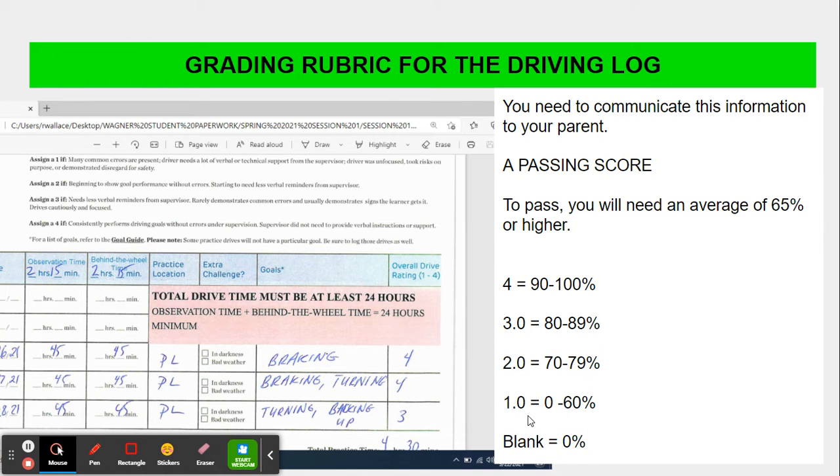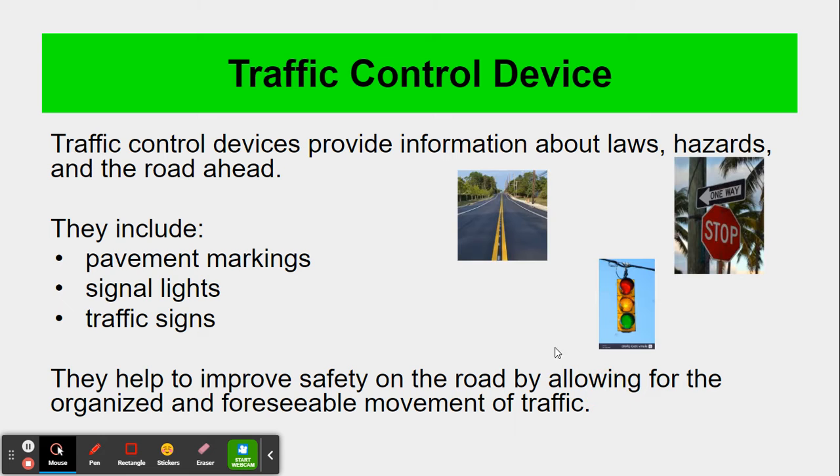So it is important that you review this with your folks. Make sure they know what a passing score is. This was also in the parent welcome letter to them, so they also should know, but it's good just to review.